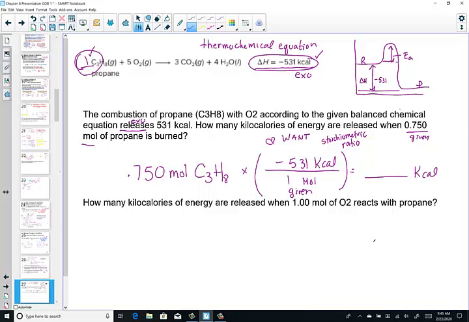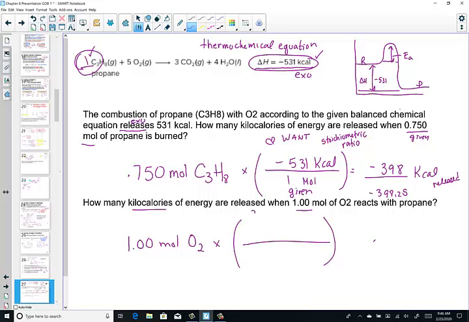0.75 times negative 531. And my screen reads, well, I'll write it down here, negative 398.25. Let's turn that into 3 sig figs, so negative 398 kcals of energy released. A one-step mole conversion, really, where we're inviting kcals into the stoichiometric ratio. Shall we try one more together? What if we're given 1 mole of molecular oxygen and we're asked to solve for kcals of energy?